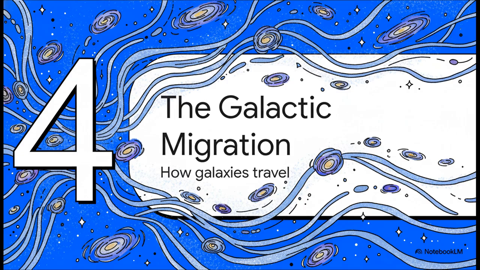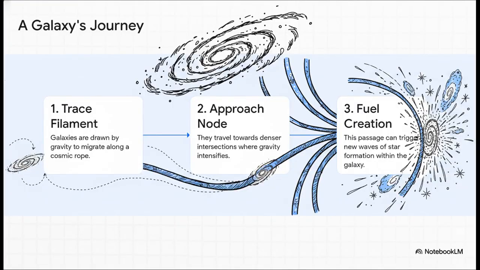Okay, so we know what the web is, and we know what it's made of. Now let's see it in action. How does a galaxy actually travel along one of these cosmic superhighways? Well, it's a journey with a few key steps. First, a galaxy is pulled by gravity onto a filament. It's kind of like merging onto the highway. Then, it travels along this rope toward what's called a node. That's a huge intersection where a bunch of filaments meet and gravity gets even stronger.